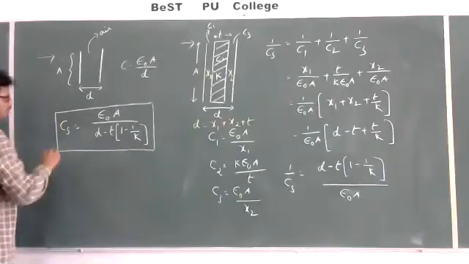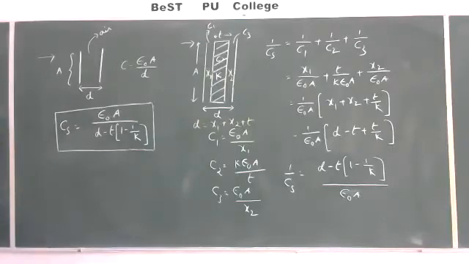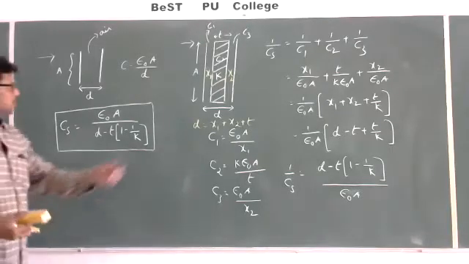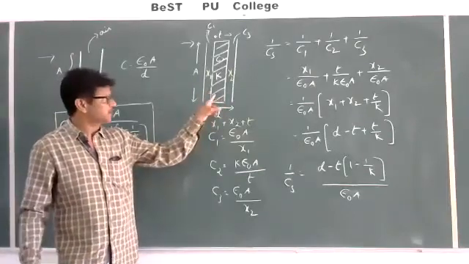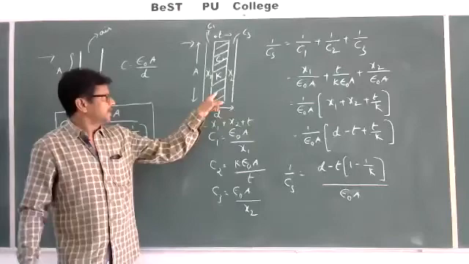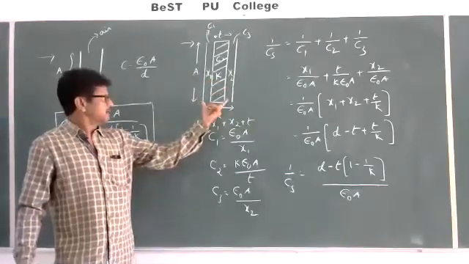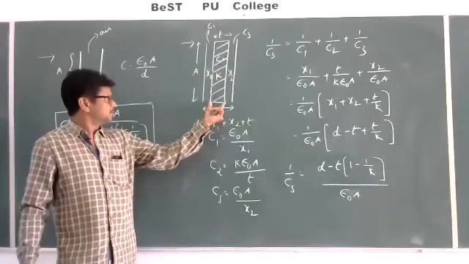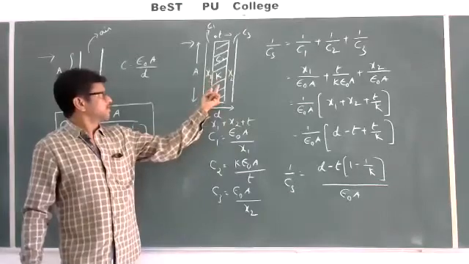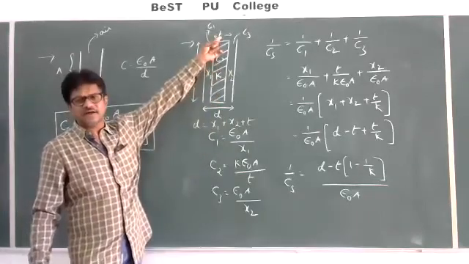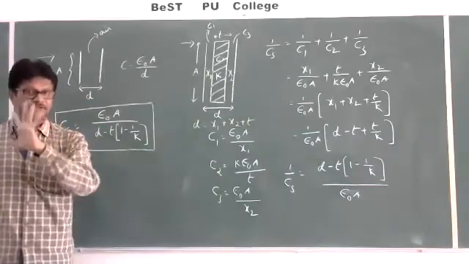So this is a very important formula. When will we make use of this? If the space between the two plates is partially filled with a dielectric medium of dielectric constant K of thickness T, or a dielectric slab I can call it. Partially filled. It is not completely filled.